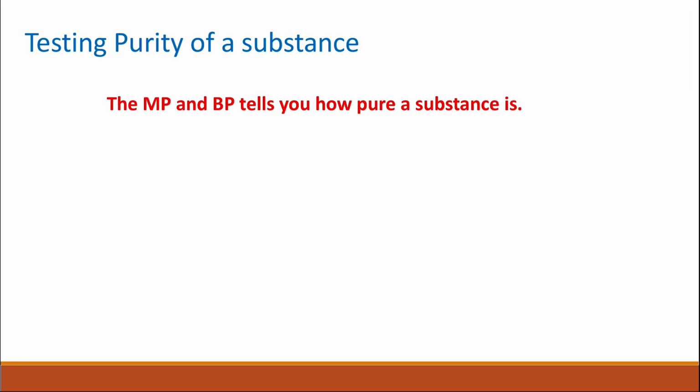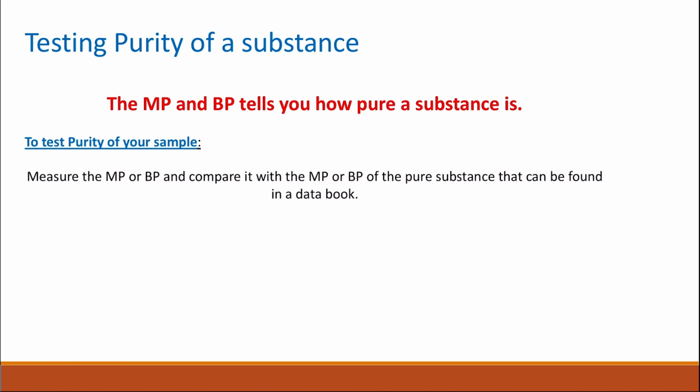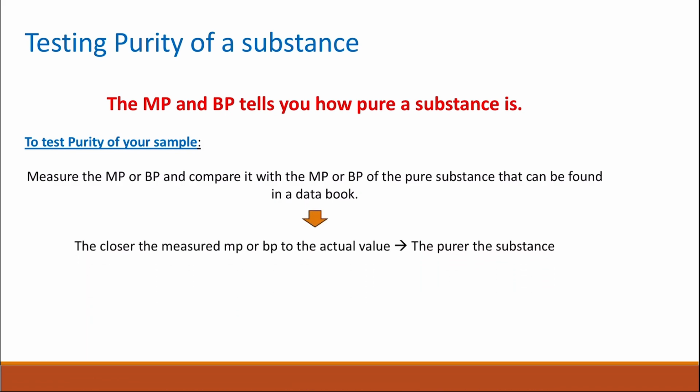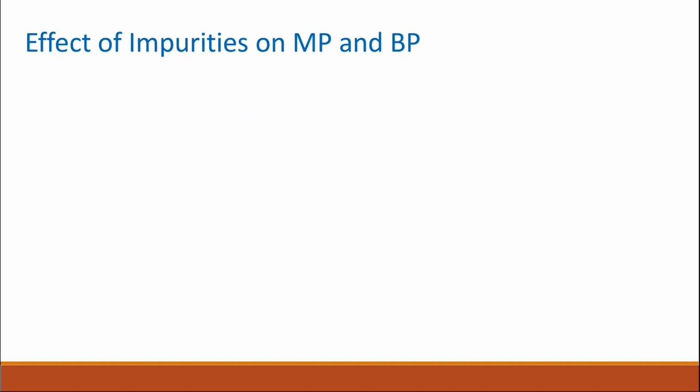This is because pure substances will melt and boil at specific temperatures. So to test for the purity, you can measure the melting or boiling point of your sample and then compare the melting and boiling point with the ones that have been published in a data book for pure substances. The closer the measured melting or boiling point to the actual value, the purer the substance.